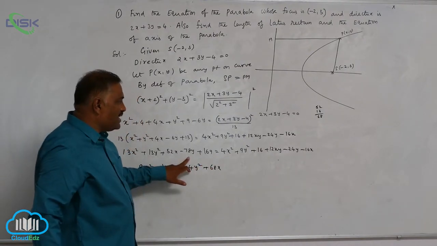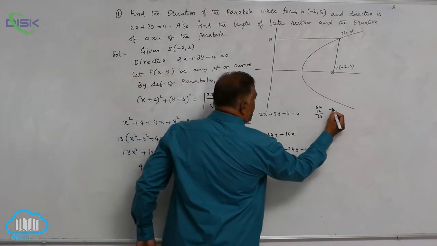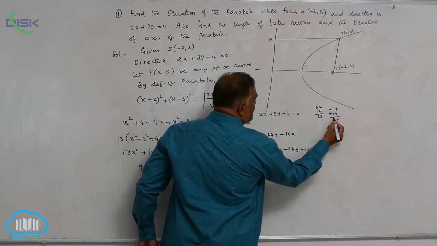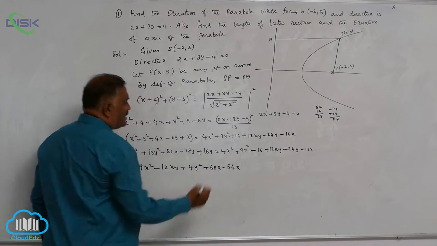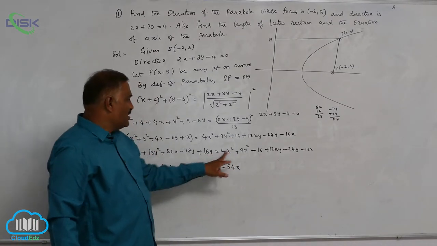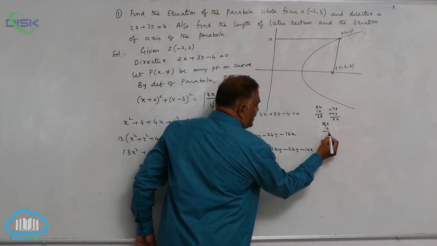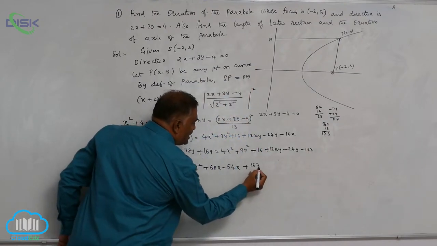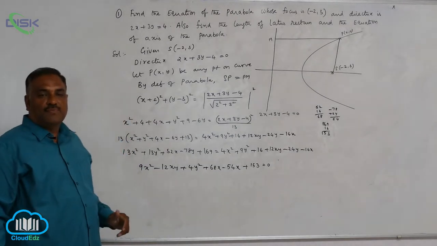Then again -78y is there, +24y will come over here: -78 + 24 is -54, so -54y. Then comes ultimately the constant: here it is 169, here it is 16, take 169 minus 16, that is 153, equal to 0. So ultimately this is the parabola equation.